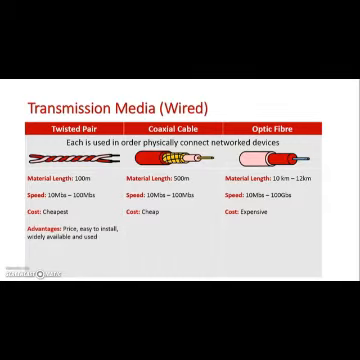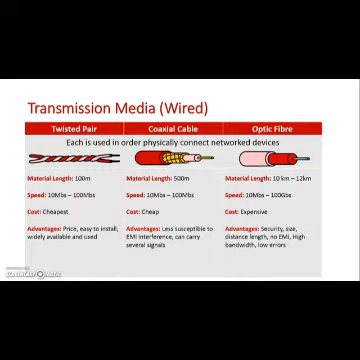Twisted pair is cheap and easy to install as its advantages, and is widely available and used. Coaxial is less susceptible to EMI interference and carries several signals at a time, so it's better than twisted pair. Optical fiber is secure, it can go over longer distances, has no interference, and has a much higher bandwidth with lower errors because of this less interference.